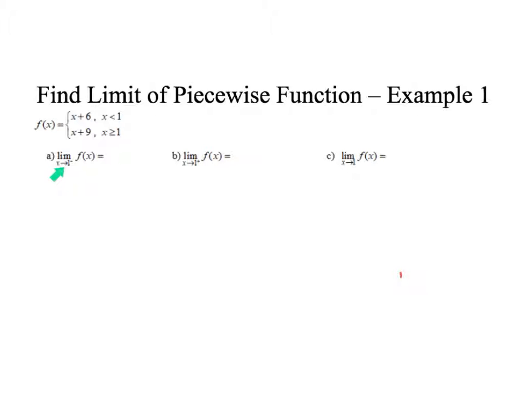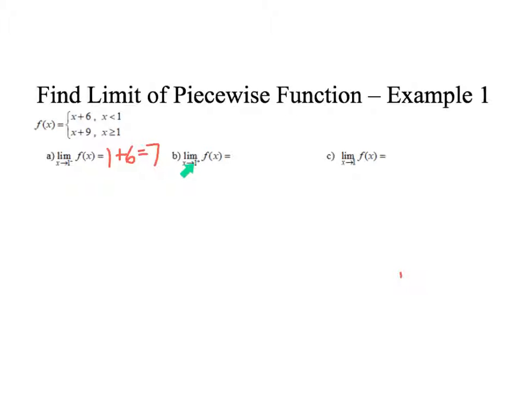Now when we're finding the limit as x approaches 1 from the left, remember we want the x's that are less than 1, therefore we need to use the x plus 6 equation. That's where x is less than 1. So we just plug the 1 into that top equation, and we get 1 plus 6, which equals 7.